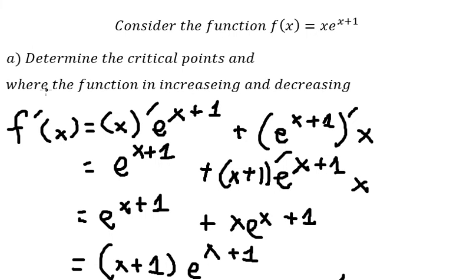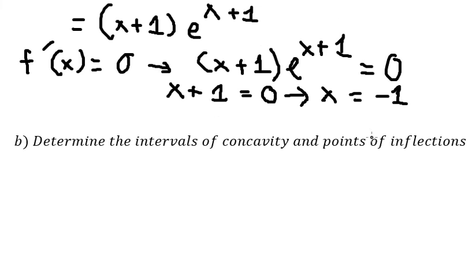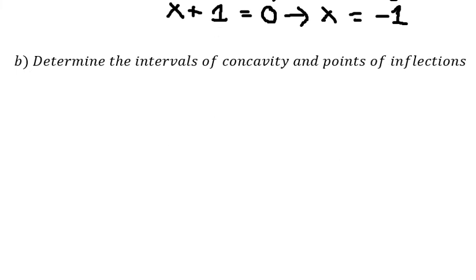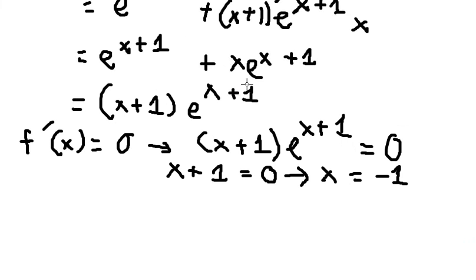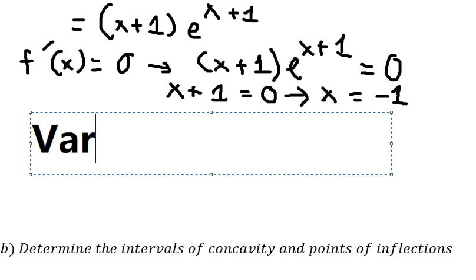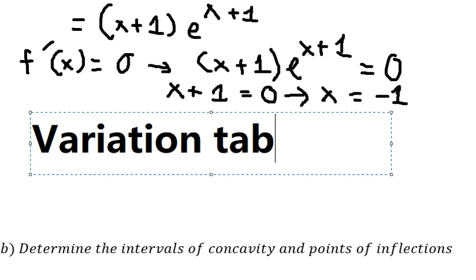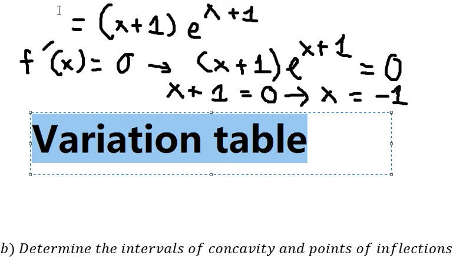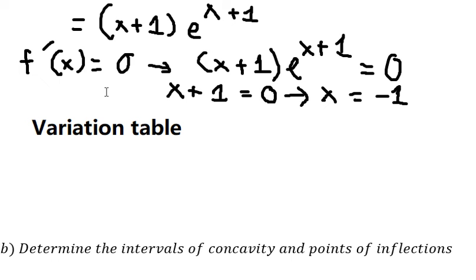The next one, find where the function is increasing or decreasing. So for this one, we need to use a variation table. So we need to graph this one.